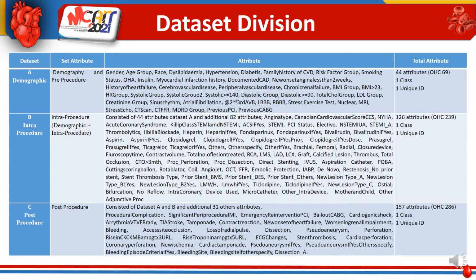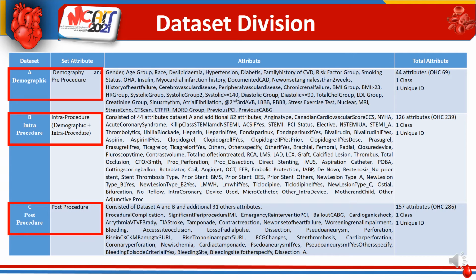The dataset was divided into three sets: demographic sets, intra-procedure sets, and post-procedure sets. With three-stage classification, the model prediction has predictive evaluation strength at three different stages, hence providing an effective medium of clinical decision-making support.